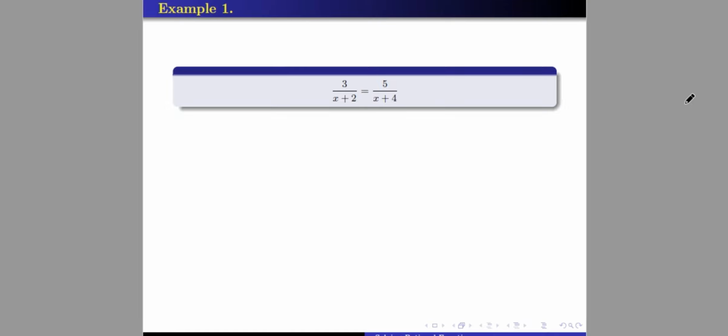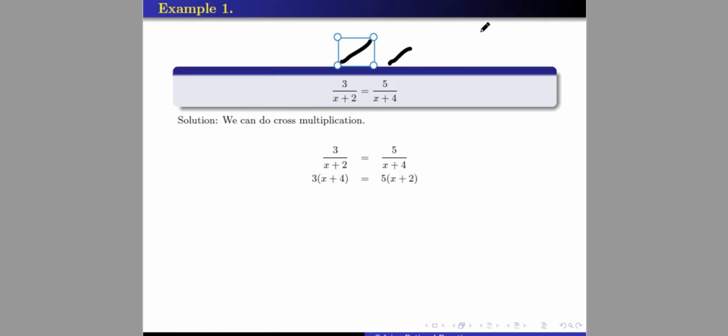Now if we have a single rational expression on one side and a single rational expression on the other side, then we can do cross multiplication. We have 3 times x plus 4 is equal to 5 times x plus 2. So we cross multiply. Again, we can do this if there is only one rational expression on each side.